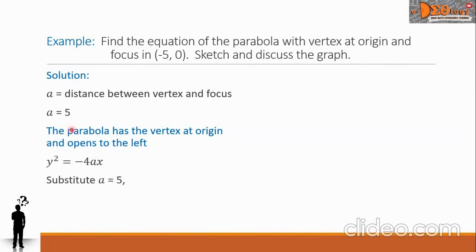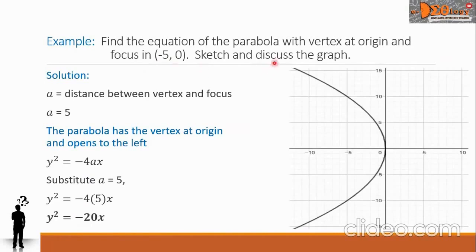Let us substitute the value of a as 5 in the equation. So we have now y squared equals negative 4 times 5 times x. So we will multiply this negative 4 by 5. We have now y squared equals negative 20x. This is now our answer. This is the equation of the parabola with vertex at origin and focus in negative 5, 0. Let us now sketch the graph.